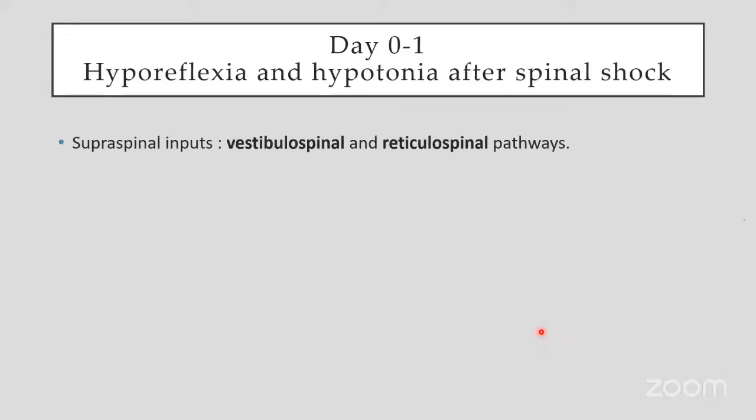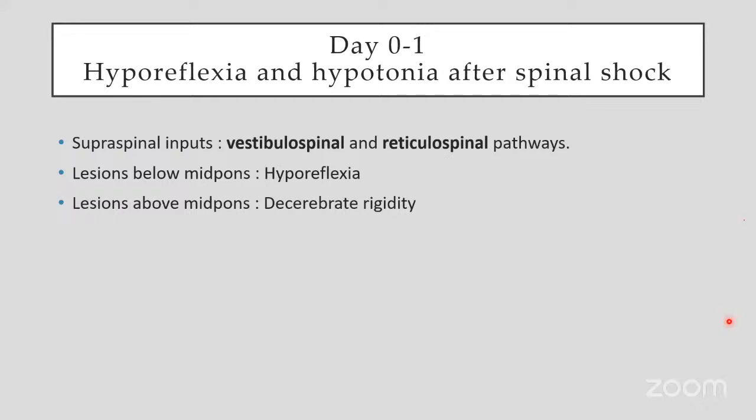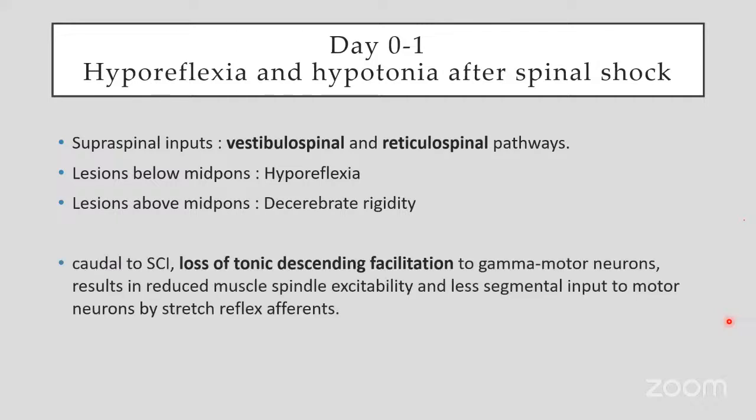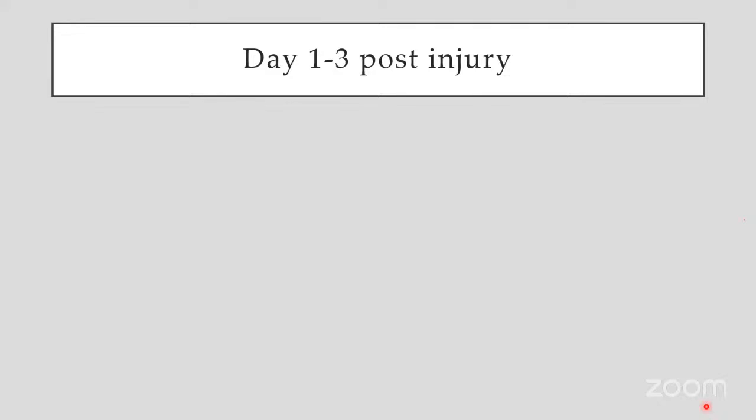On day 0, that is the acute stage, the supraspinal inputs, that is the vestibulospinal and reticulospinal pathways, are interrupted. Hence, it results in hyporeflexia. If the lesion is below the midpoints, there will be hyporeflexia. If the lesion is above the midpoints, there will be decerebrate rigidity. Caudal to the spinal cord injury, there will be loss of tonic descending facilitation to the gamma motor neurons, which results in reduced muscle spindle excitability and less segmental input to the motor neurons by stretch reflex afferents.